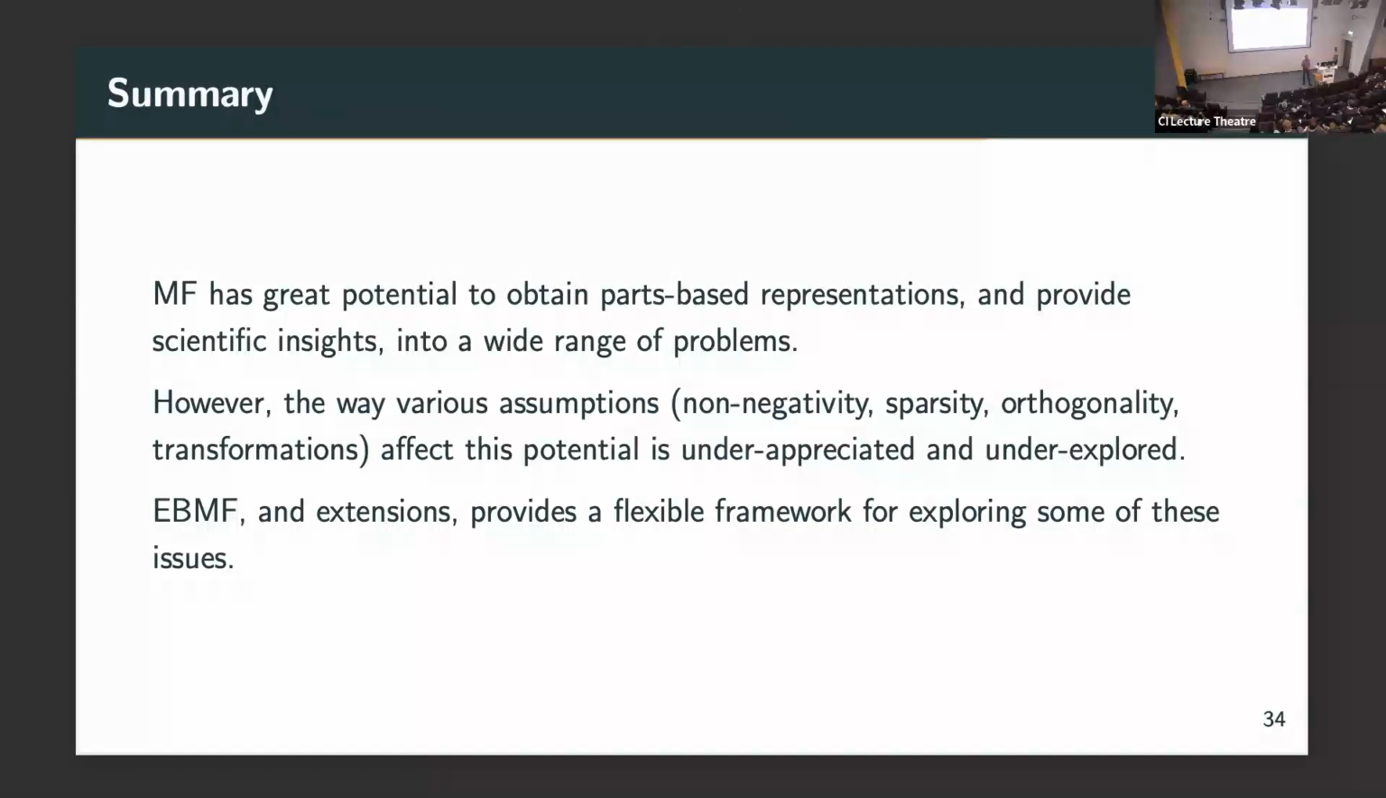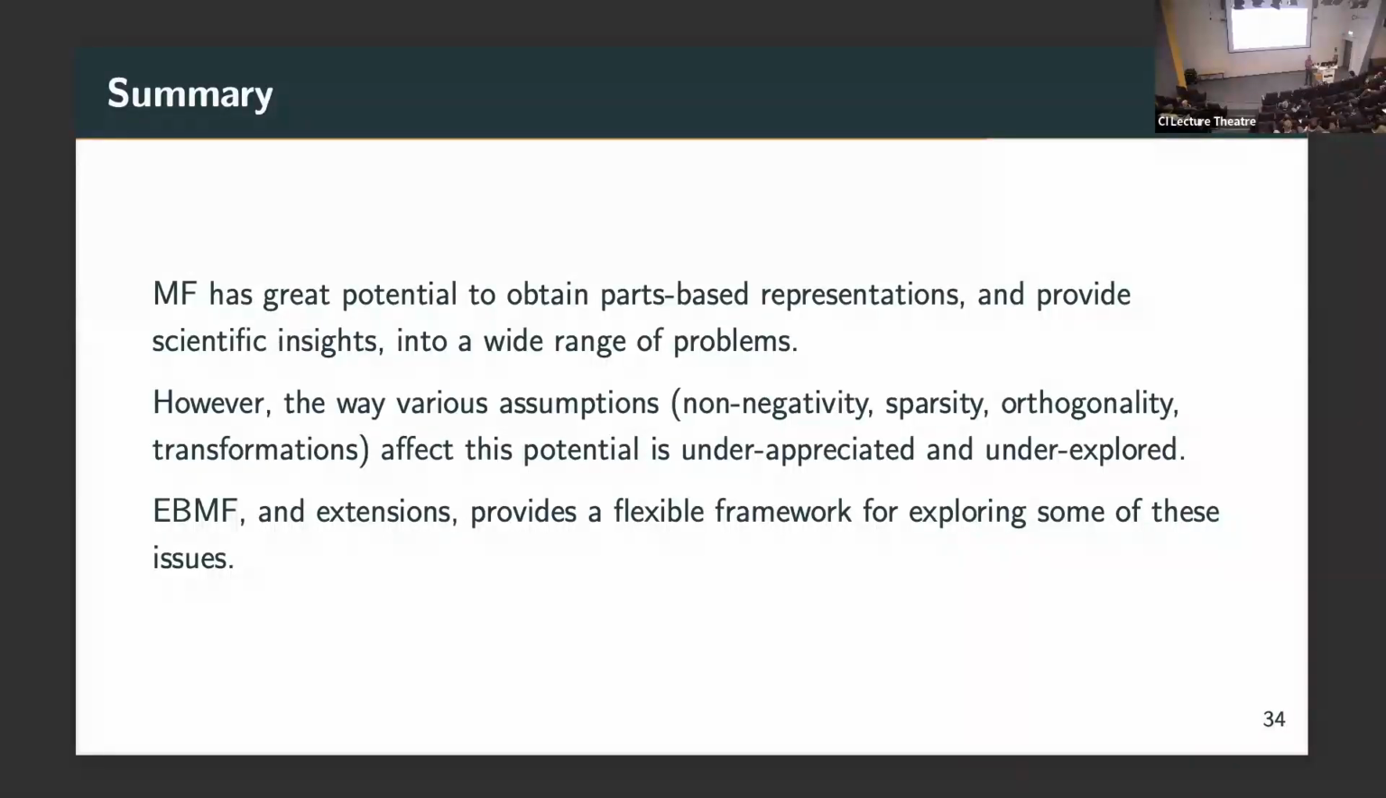So to summarize, I think matrix factorization is a great way to explore data sets to try to understand what's going on in this data and can provide scientific insights in a wide range of problems. But how you use it matters and affects the results. And going back to some of those examples, one would produce a more clustered representation.